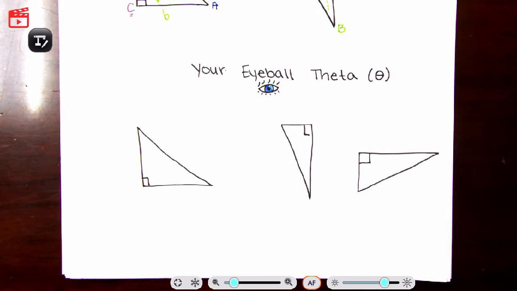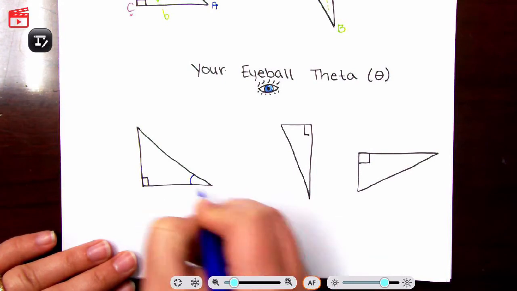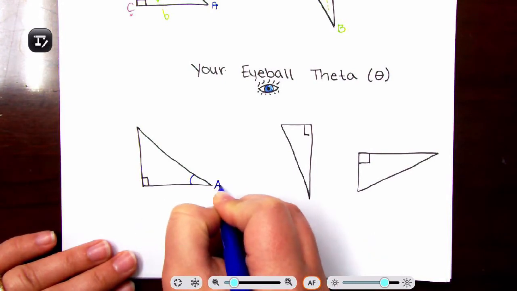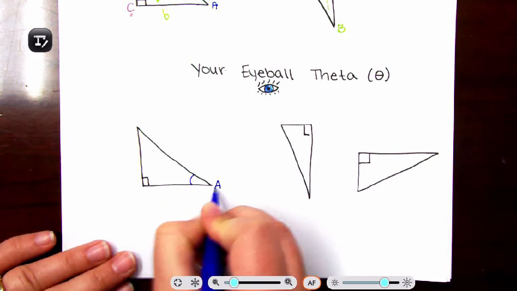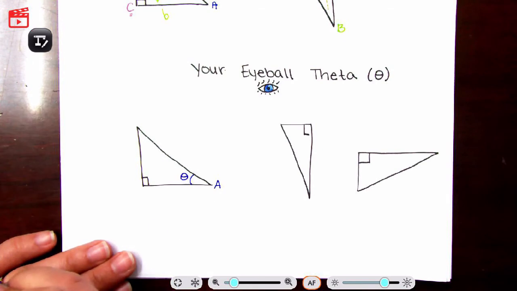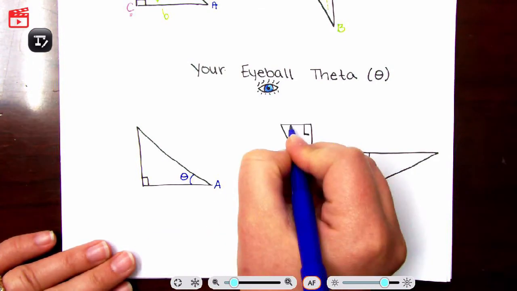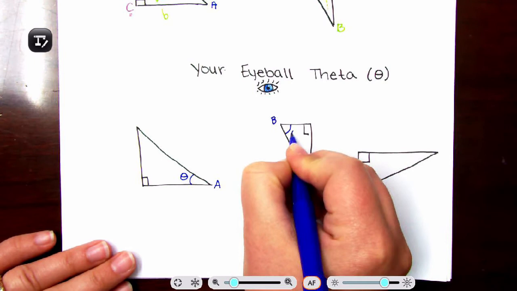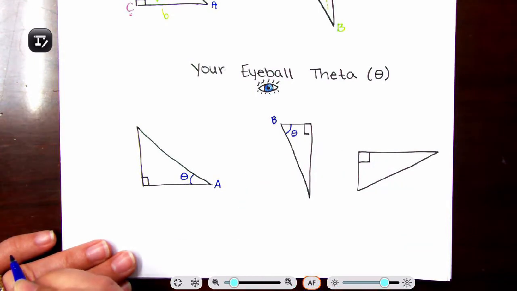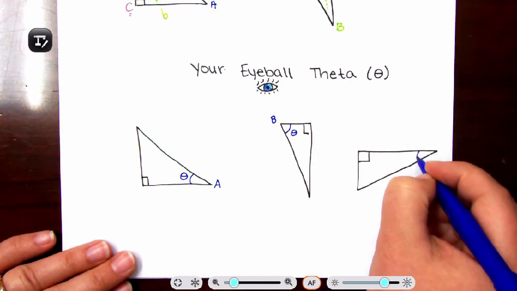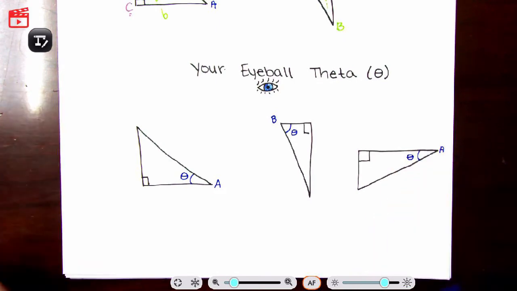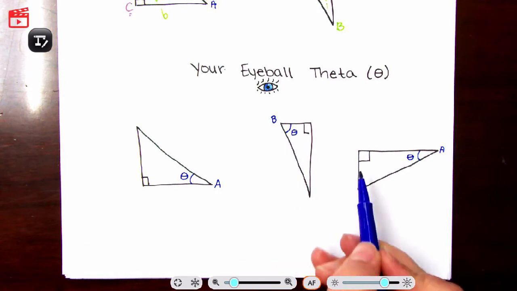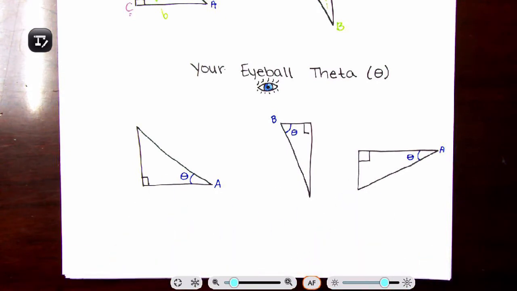So what that means is when you have an angle, let's say angle A, sometimes you're going to see that A is going to be a theta. Sometimes you'll have an angle here, B, and sometimes B will be your theta. And sometimes you'll have your theta being here. Let's make it an A again. You will not have your theta, your eyeball, at the 90-degree angle. It will only be on your A or on your B.